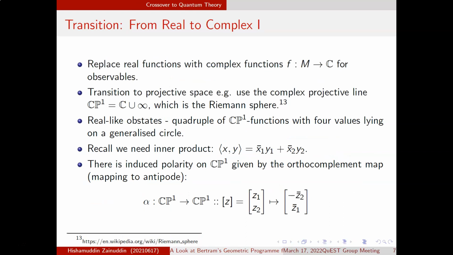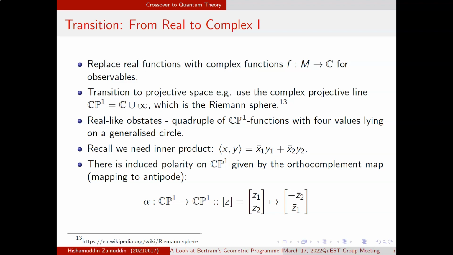Now, we want to go over to quantum theory, and we know that quantum theory doesn't use real vector spaces, but complex vector spaces. So one of the things that one needs is to replace these real functions with complex functions. Rather than M goes to R, here you have M goes to C, and C is a perfectly okay vector space.